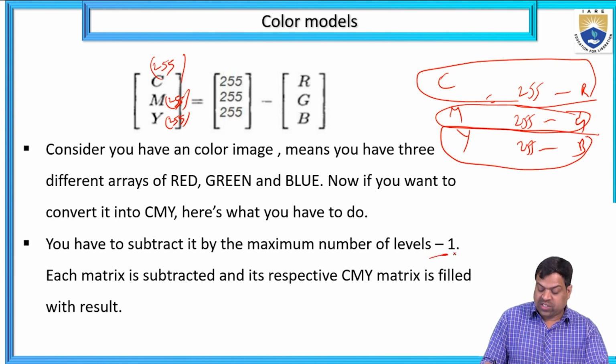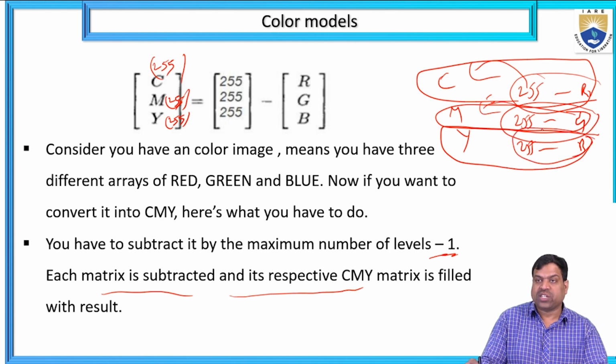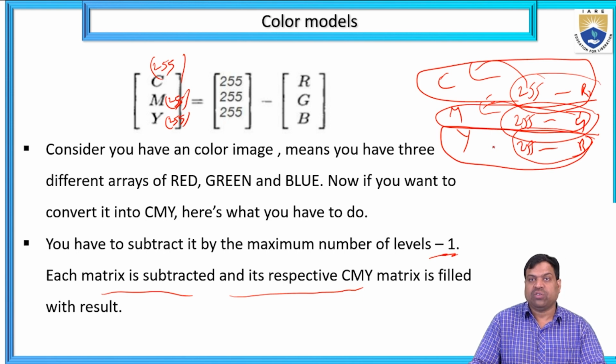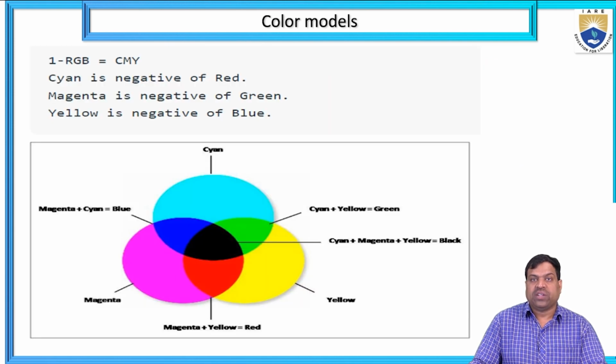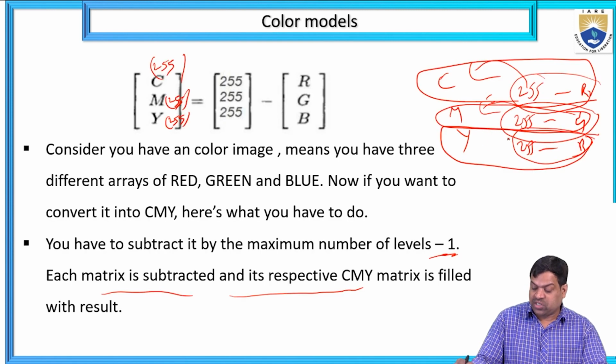So each matrix is subtracted from levels minus 1: 255 minus red gives C, 255 minus green gives magenta, 255 minus blue is Y, which is nothing but yellow. So 1 minus RGB equal to CMY. So 1 minus RGB, 255 minus R equal to C.